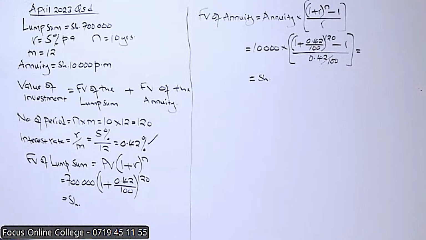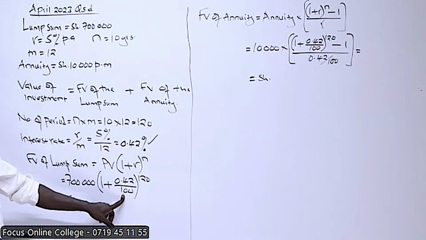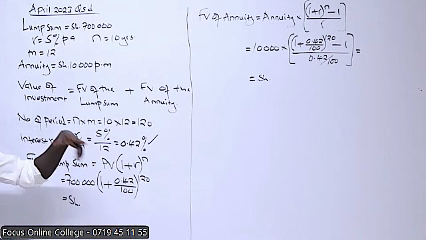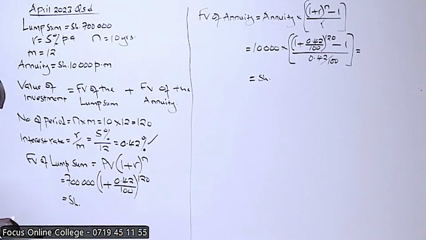So remember, the reason we are dividing by 100 is because we want to convert this percentage to a number. So basically, the 100 has no other reason to be there, because you can just say 0.0042 and you'll be good to go.